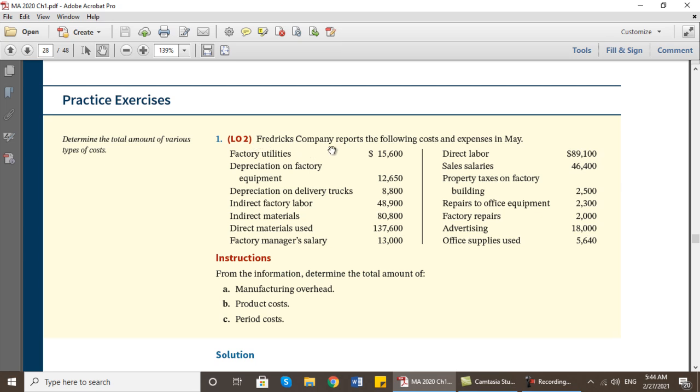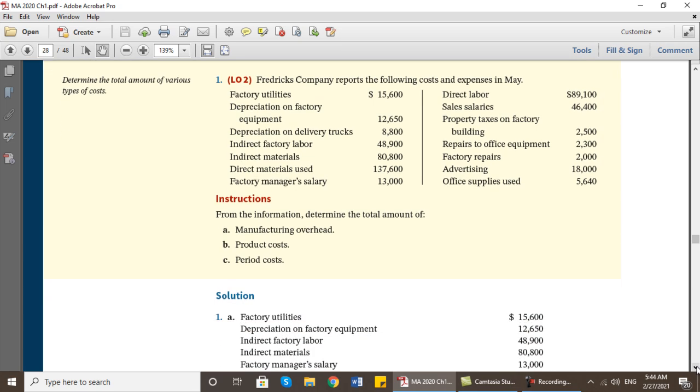Here's F company reports the following costs and expenses in May. This for the month of May. Multi accounts. Instruction from the information determines the total amount of manufacturing overhead, product cost, period cost. Again, there is a solution for this exercise.